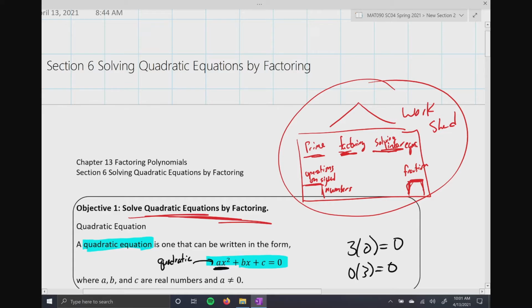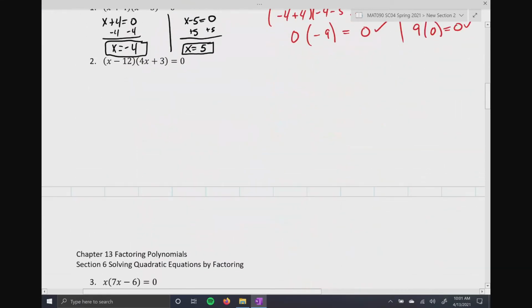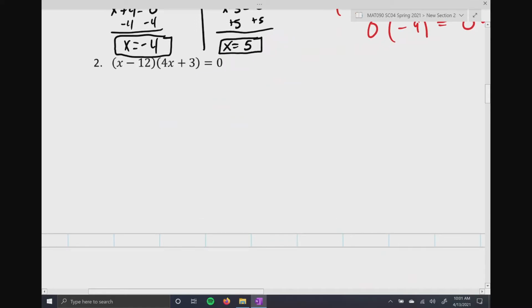All right? Let's do the next one. Like I said, this one's pretty easy. Step 1, set it equal to 0. It's already done. Step 2, factor it. That's already done. Step 3, let's set each factor equal to 0. All right, now what we just did is we applied the 0 factor theorem. Now we're going to solve each one of these little problems. So for the first, I just add 12 to both sides.